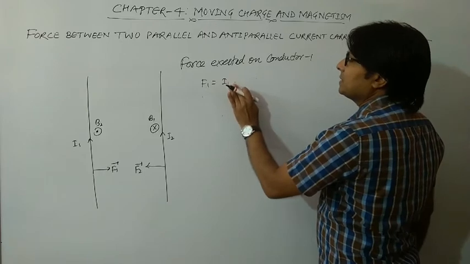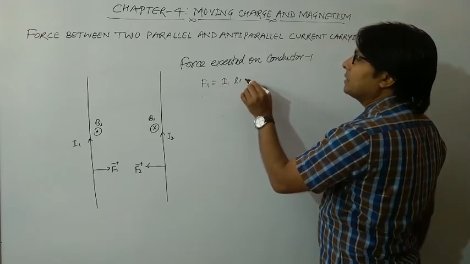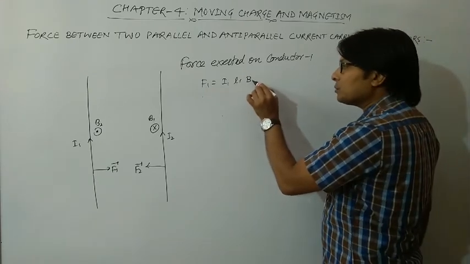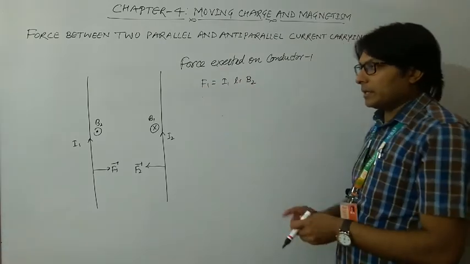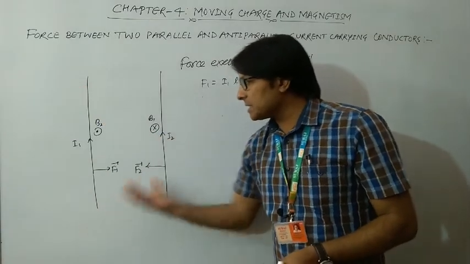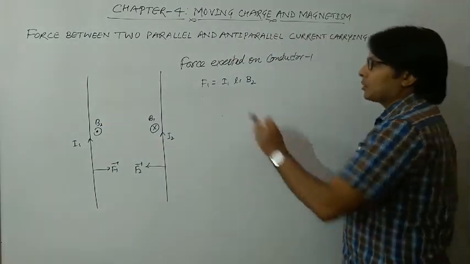In fact, I1, L1 and B2, because this force is exerted by the B2 magnetic field, or you can say this conductor is placed in the magnetic field of the second conductor. Okay, so this is equation, suppose, first.